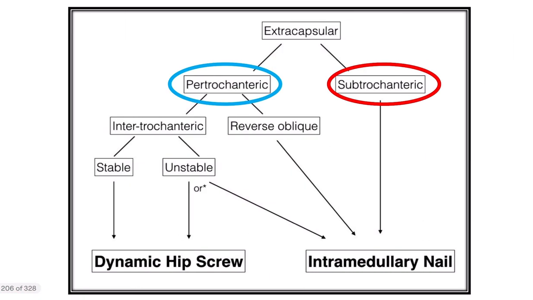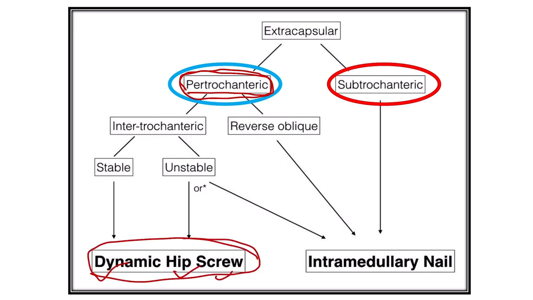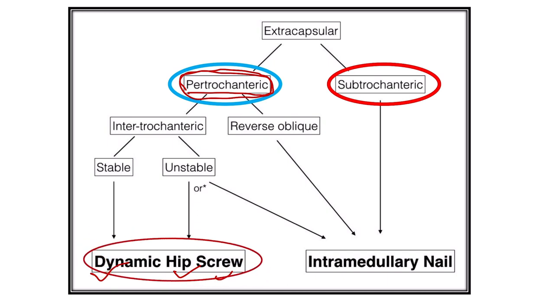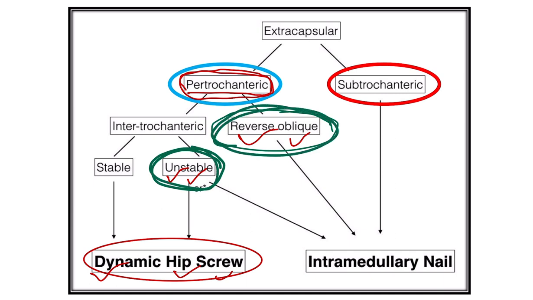And other fractures such as the peritrochanteric fracture. In case of peritrochanteric fracture, most of them are done by the dynamic hip screw. Dynamic hip screw is the best option for the treatment of the peritrochanteric or intertrochanteric fracture. But when the fracture is very unstable, a reverse oblique, in this condition there is intramedullary nail insertion. But in case of subtrochanteric, there is no other option. Directly go for the intramedullary nail.